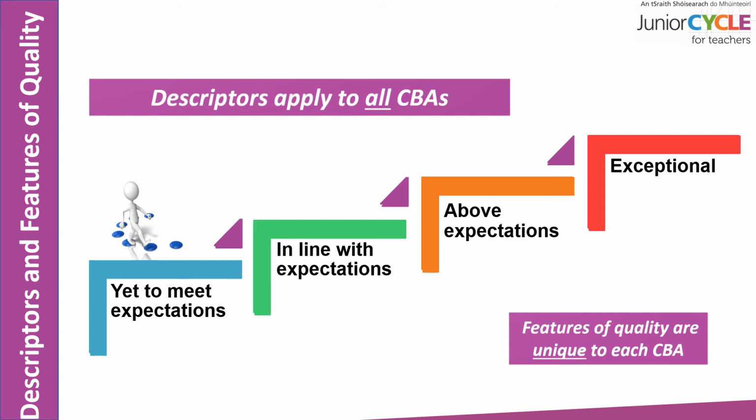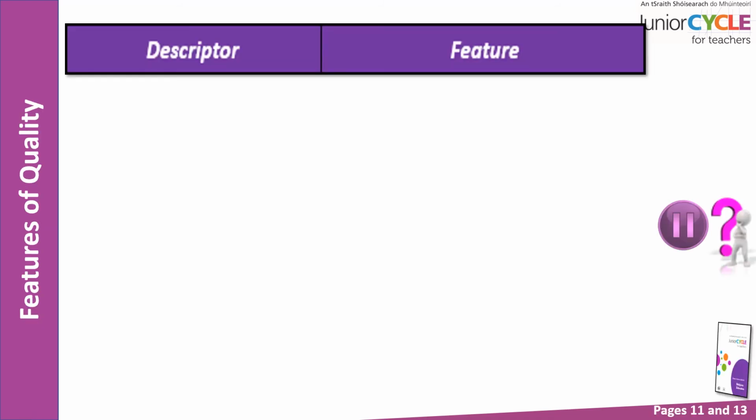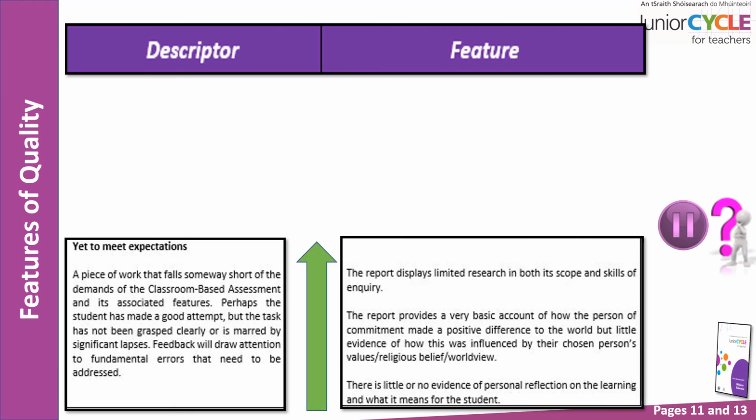Teachers use the features of quality set out in the guidelines to decide the level of achievement for each classroom-based assessment. When preparing to assess a student's work, it is recommended that you work from yet to meet expectations up to exceptional. Here you will see each descriptor for CBA 1 alongside its feature. You may wish to pause and read each one carefully. If you are watching this as a group, it might be a good time to discuss them in pairs or share your insights as a group.